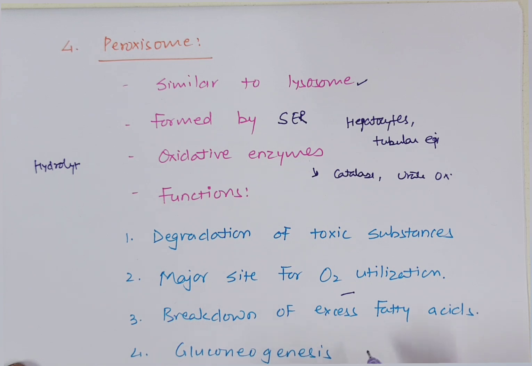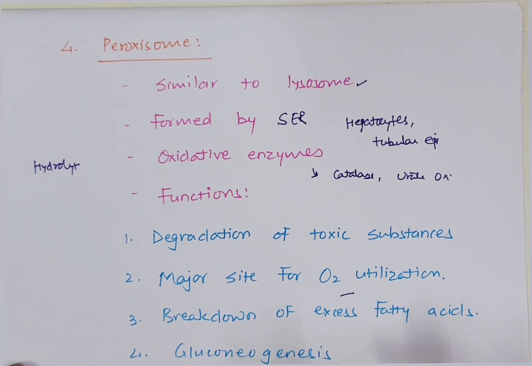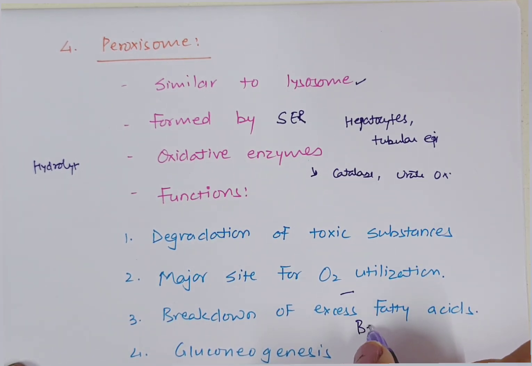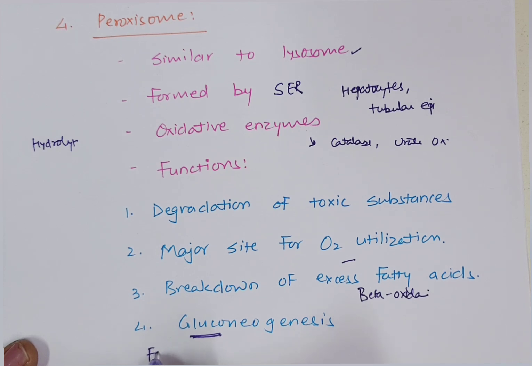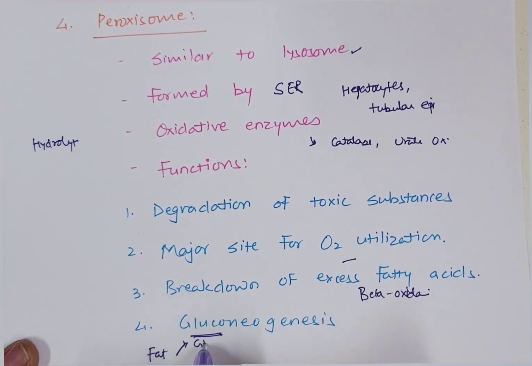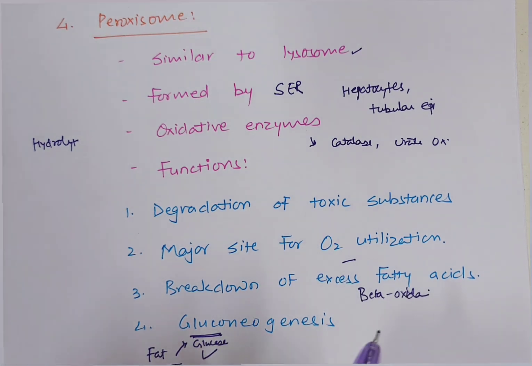if an excessive amount of fatty acids is there, they are broken down by a process known as beta oxidation. And fourth, gluconeogenesis, meaning formation of glucose from non-glucose sources. So here glucose is produced from fat. This is a process which is enhanced by the peroxisome. Another important thing here is that alcohol is detoxified by the peroxisome, mainly in the liver cells. So a large amount of peroxisomes are present in the liver cells.